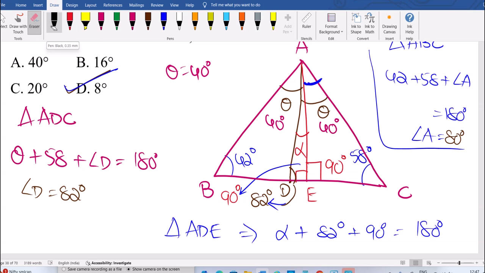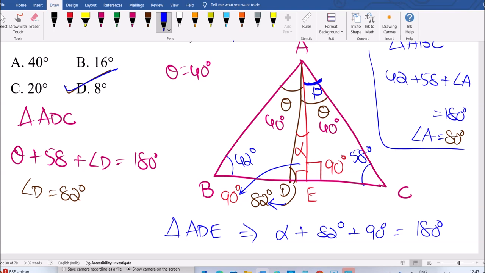Listen. Theta here is alpha plus beta, and theta is 40. Let us say this is beta. So alpha plus beta should be equal to 40. To calculate beta, this is 90 and 58, so beta must be equal to 32. You take this as beta.